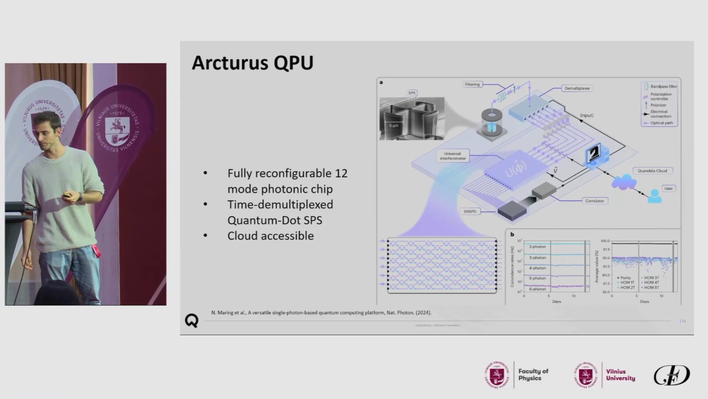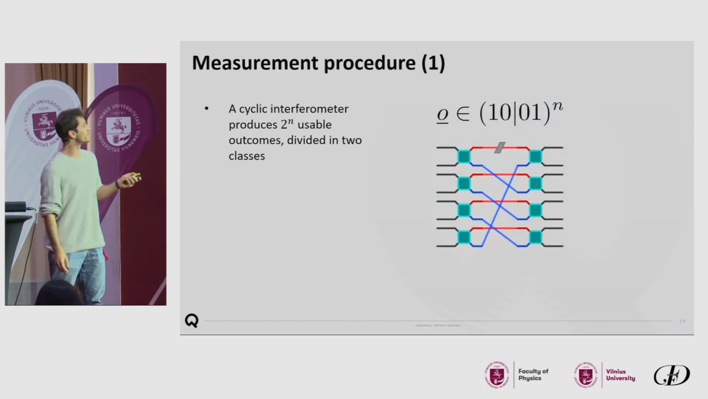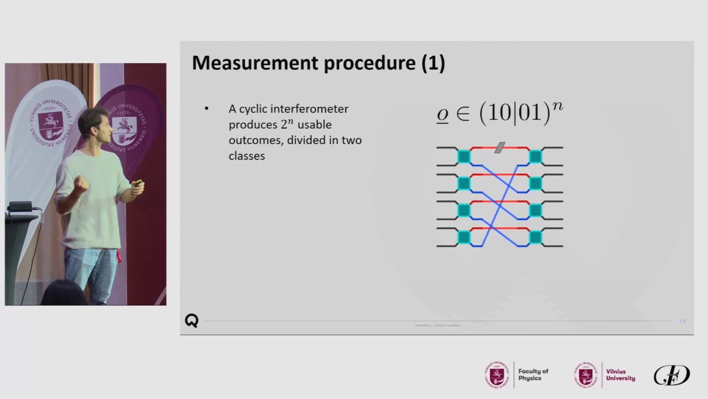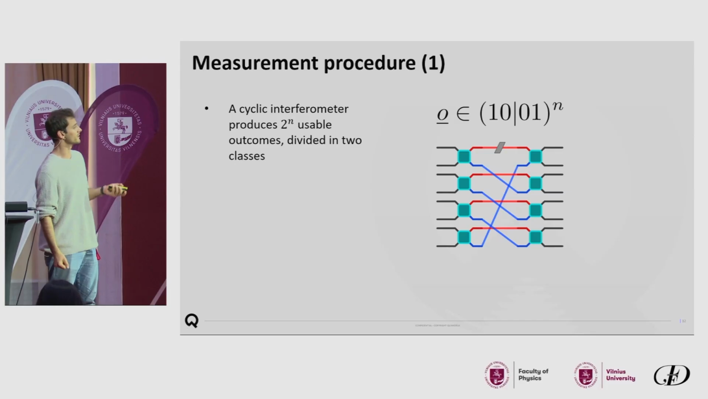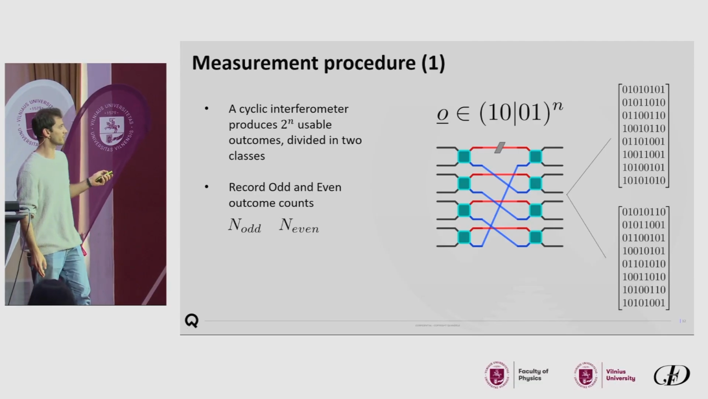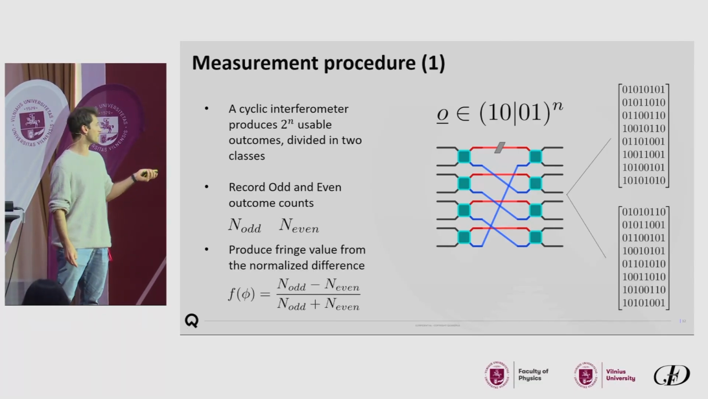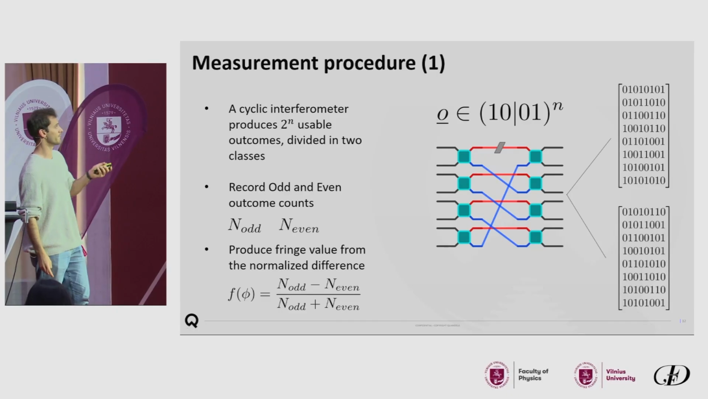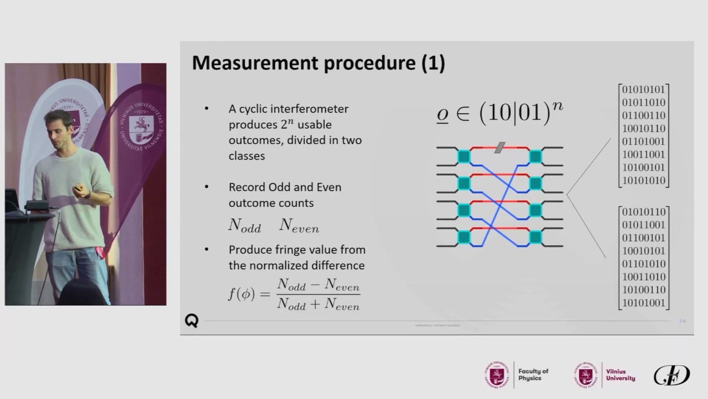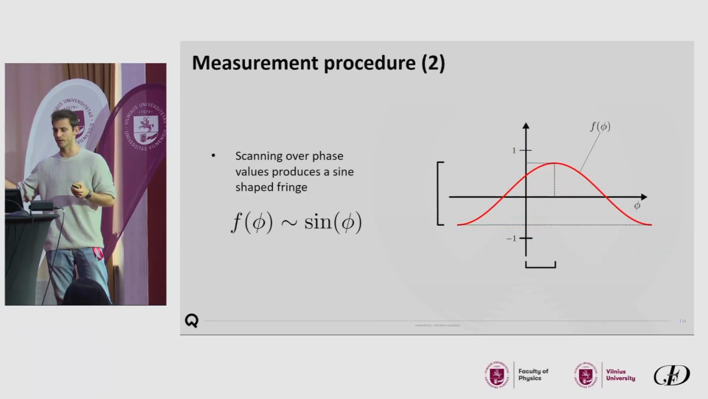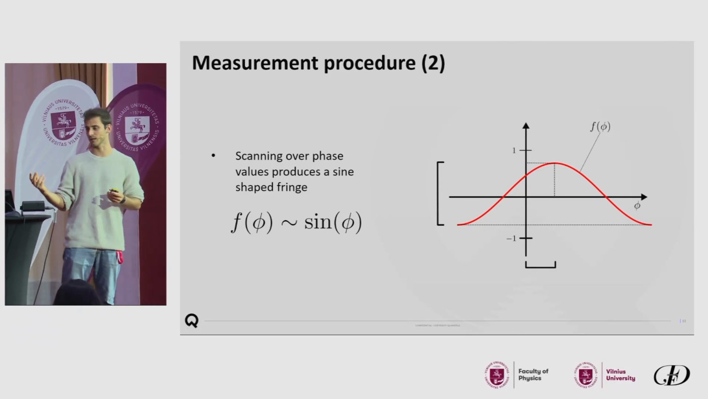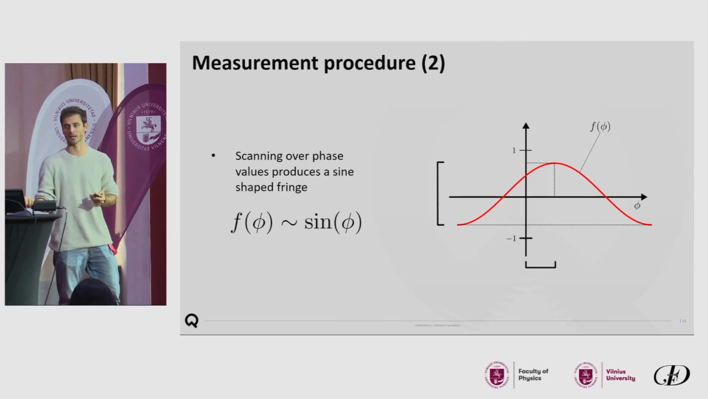Going into a bit more detail, these interferometers actually produce more outcomes than I covered in the first slide. They produce 2 to the power n. The exact number is not really important. We can divide them into classes based on parities and record the number of coincidence counts that you get for each class. By normalizing the difference in counts, we obtain a phase-dependent fringe value, since there's a phase shifter here. One can work out that this fringe value will behave as a sine function that we can then fit, and this allows us to access the distinguishability parameter we want to measure.